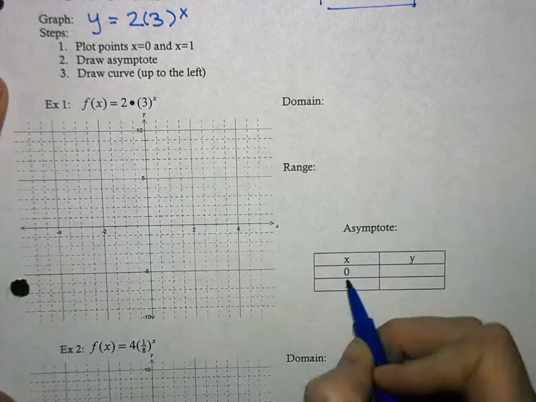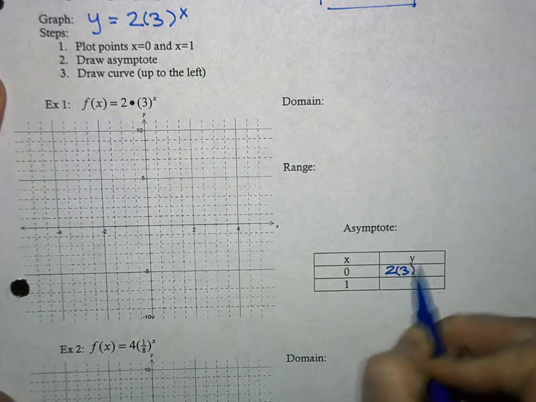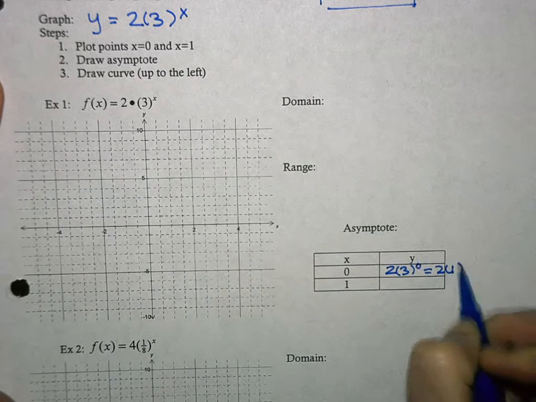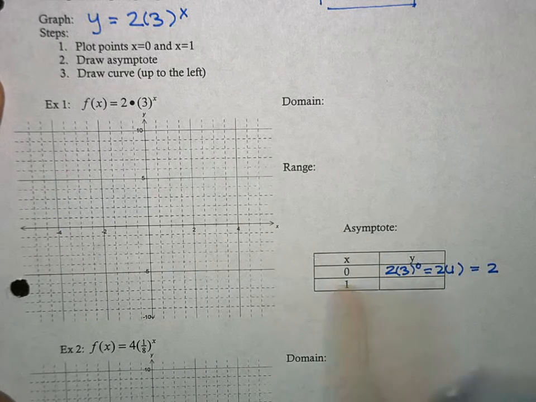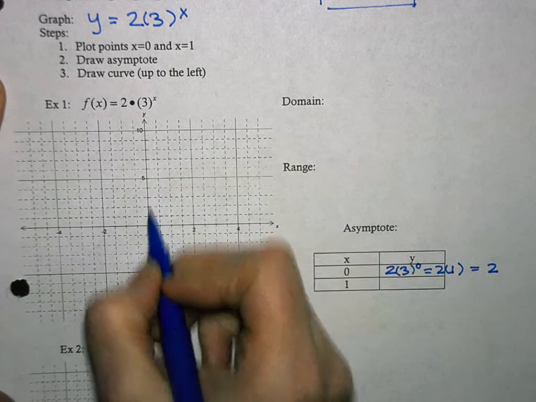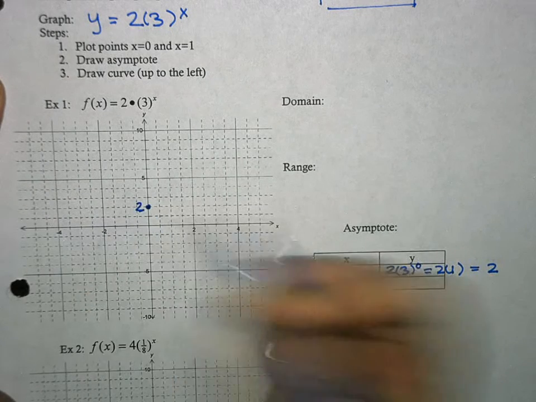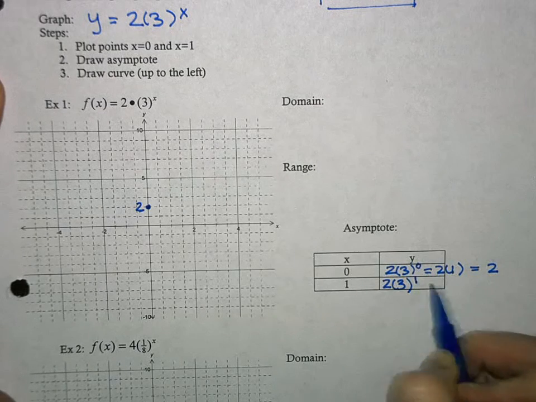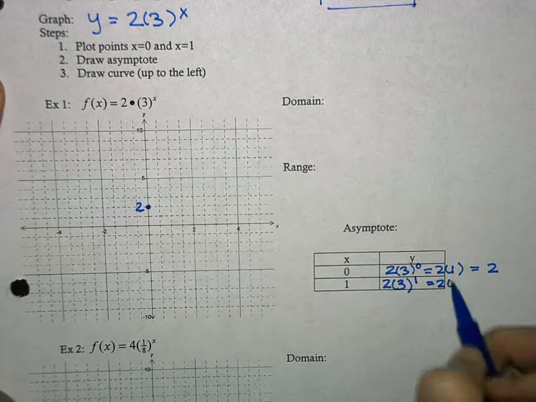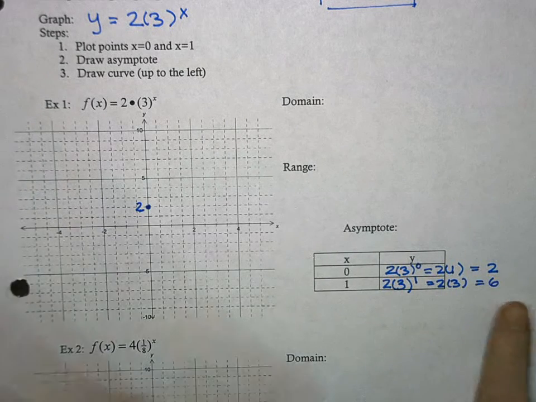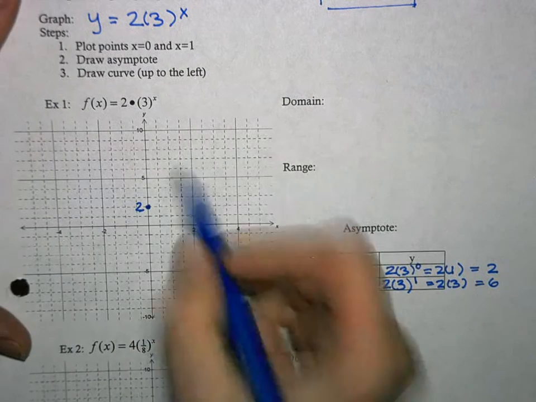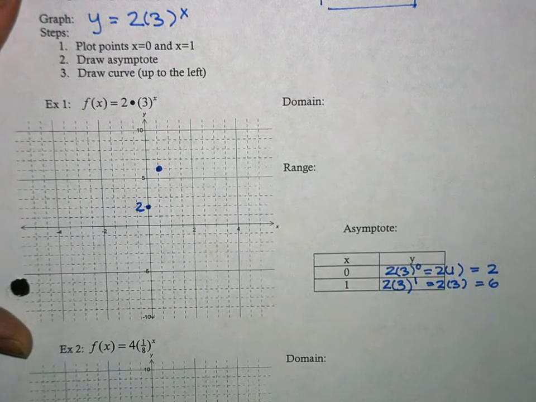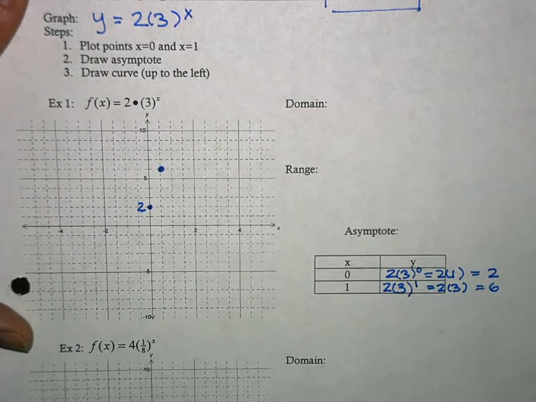So we have x is 0, so 2 times 3 to the 0 power. What's anything to the 0 power? Well, that's 2 times 1, and so our first point is (0, 2). So we plot it, (0, 2). There we go. Let's do it again. 2 times 3 to the x, which is 1, is just 2 times 3, which is 6. So now I have the point (1, 6). X is 1, y is 6. So I have 2 points, and that's all I need to do this kind of graph.